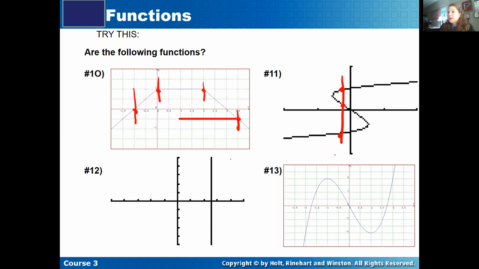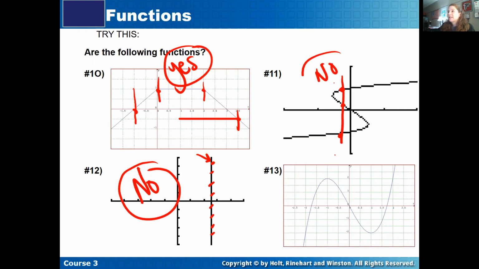All right, look at number 12. This is actually a vertical line, right? This is the actual graph right there. Well, I could make dots on this whole thing, and if I drew a vertical line on top of that vertical line, it would go through every single point. So this is not a function.